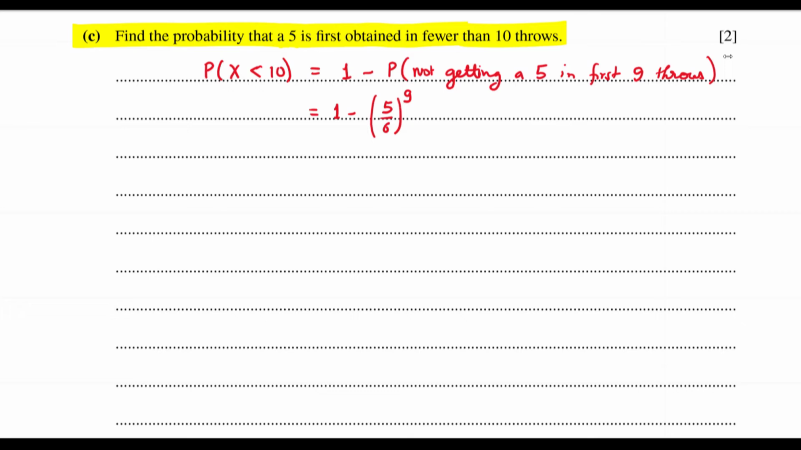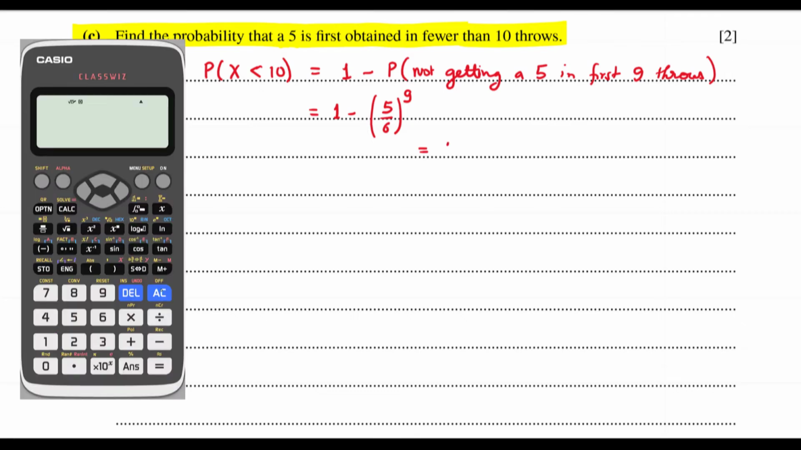And now we will calculate this value directly from the calculator. 1 minus 5 over 6 to the power 9. This value is 0.8061 and so on.